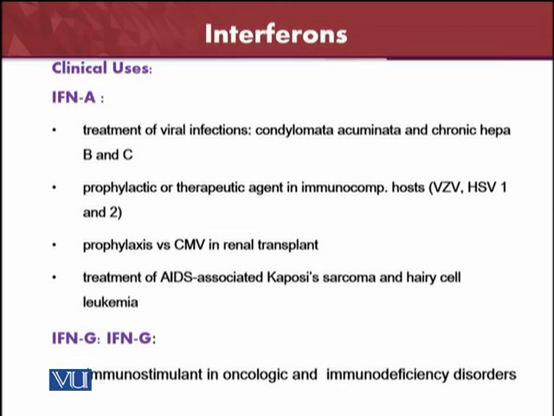We use interferon A. Then they can also be used as prophylaxis for CMV in renal transplant. Interferon A is also used for the treatment of AIDS associated with Kaposi sarcoma and hairy cell leukemia. Then there is interferon gamma, an immunostimulant in oncology and immunodeficiency syndromes.